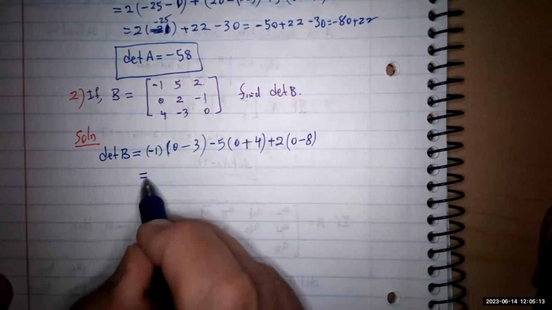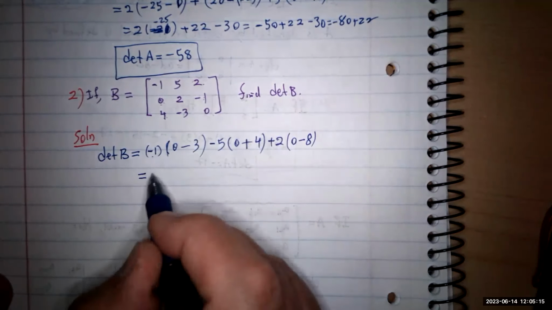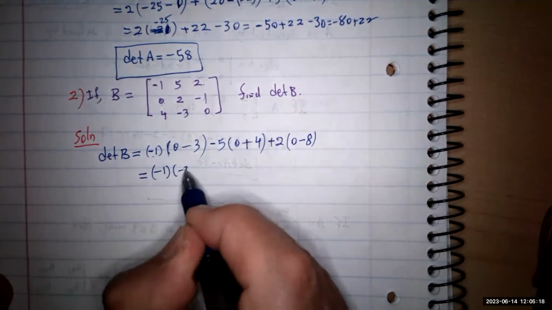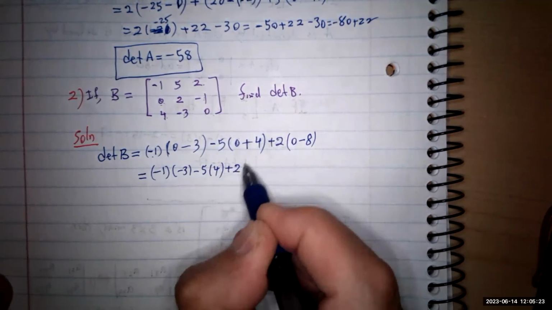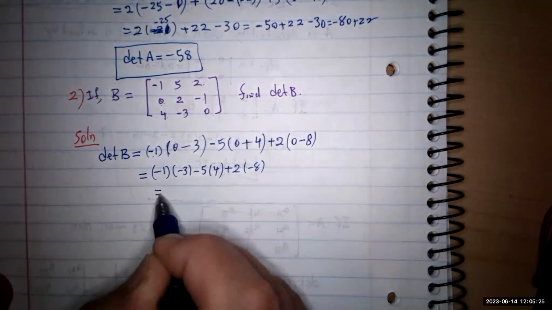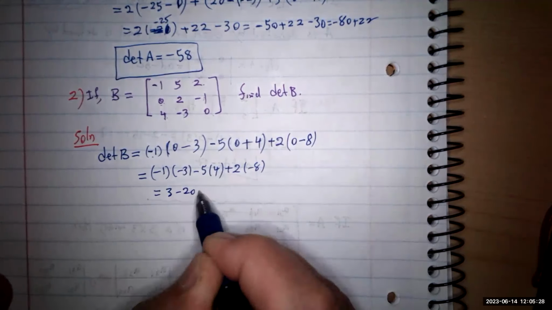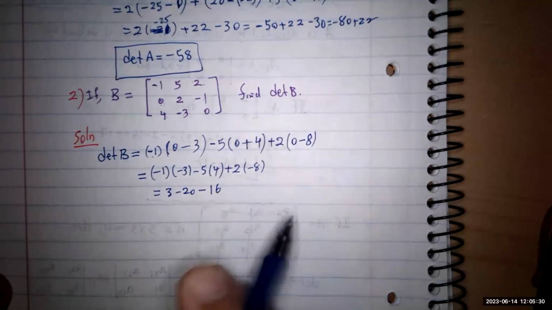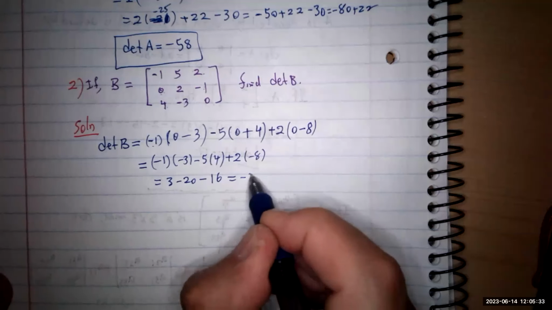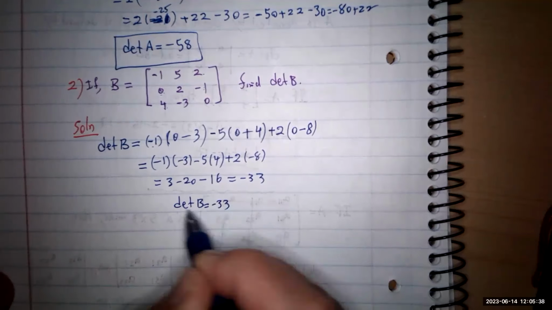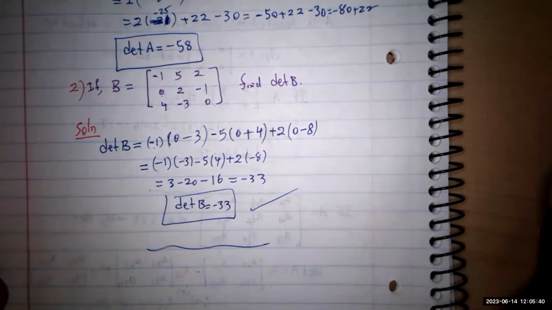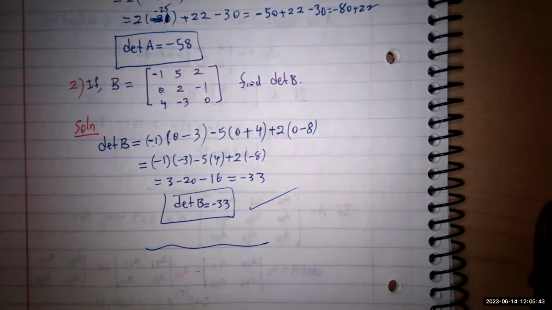So that's it. It's -1 times -3 minus 5 times 4 plus 2 times -8. So that gives you 3 minus 20 minus 16, which is -33. -33 is going to be the final answer. Some people write it down in this form and we accept it. Not a big deal. You get it and you can check it with your calculator. Any question?